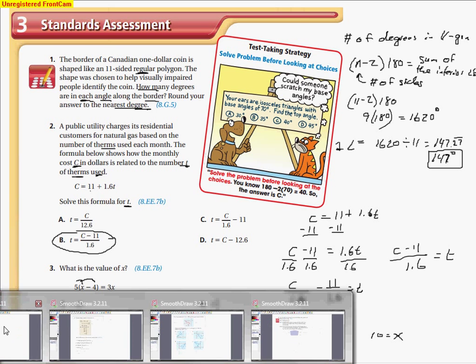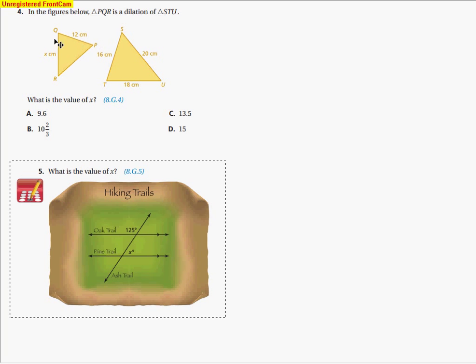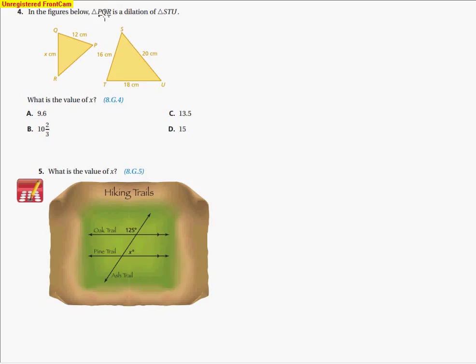Moving on to the next problem, it gives us this figure. It says the figures below show triangle PQR, and it's real important whenever they're giving us the letters that correspond to the different sides here. That means that P corresponds to S. Those two correspond together. Let me get rid of some of those little markings here so I can show that a little bit clearer.